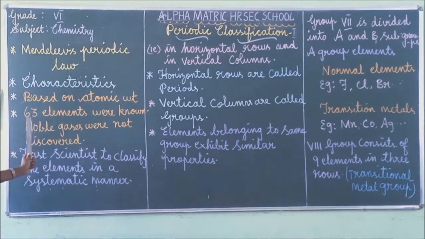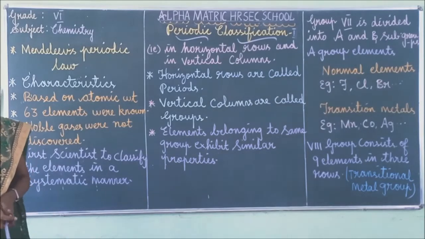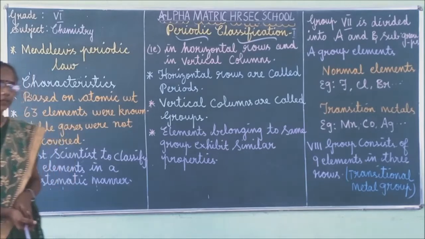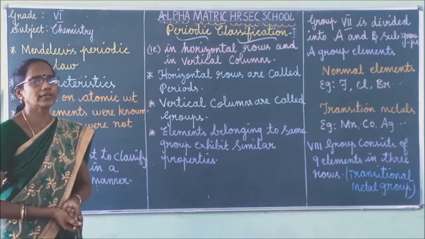Next, in Mendeleev's time, only 63 elements were known. Okay, only 63 elements were known, but at that time, noble gases were not discovered. Noble gases were not discovered at that time.